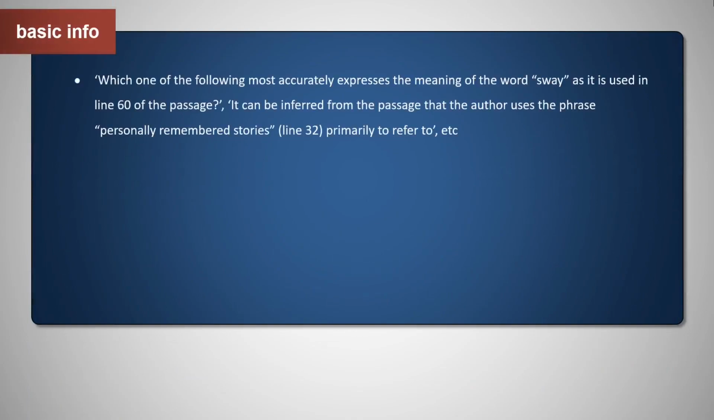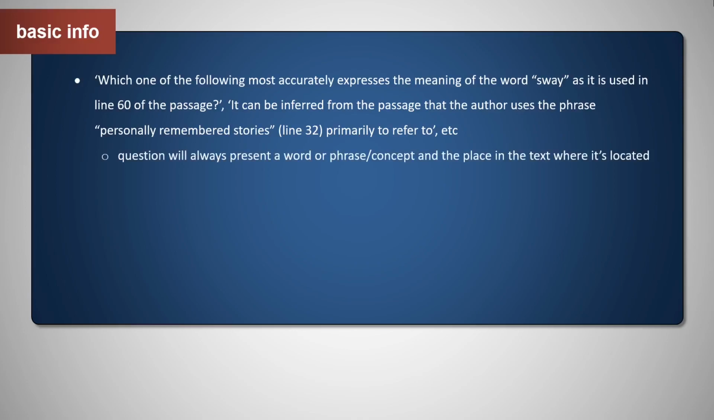Okay, so in terms of the basic information, here we have some examples of meaning questions. For example, which one of the following most accurately expresses the meaning of the word sway as it is used in line 60 of the passage? Or it can be inferred from the passage that the author uses the phrase personally remembered stories, line 32, primarily to refer to, and so on and so on. So the question will always present a word or phrase concept and the place in the text where it's located.